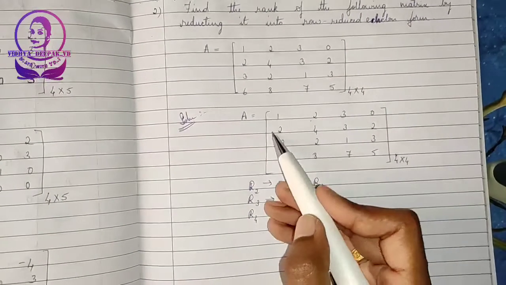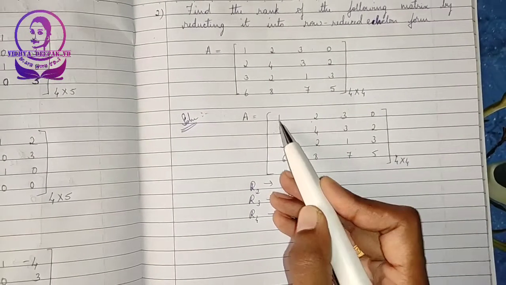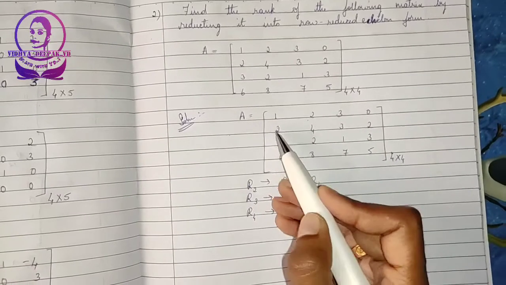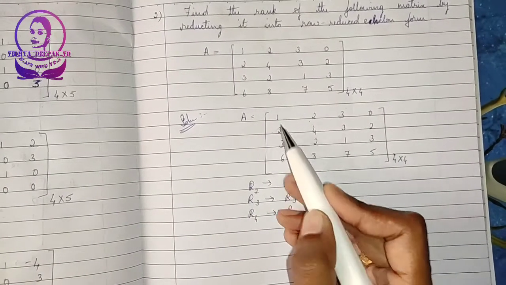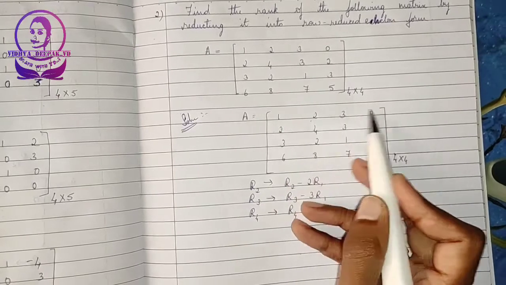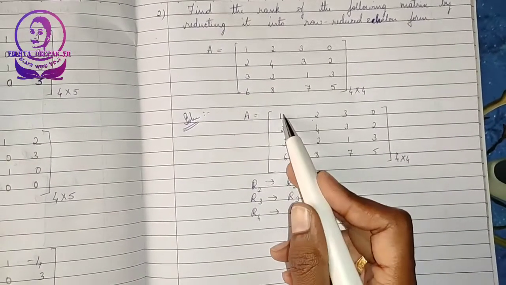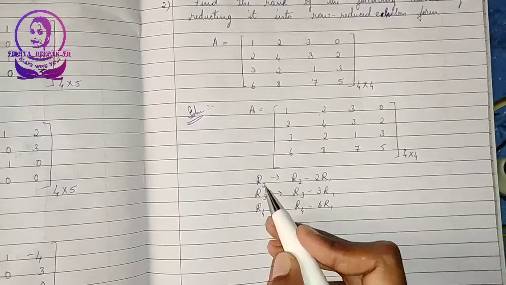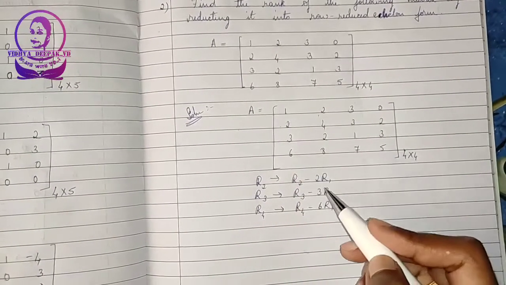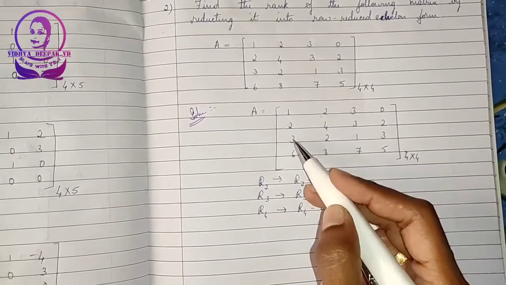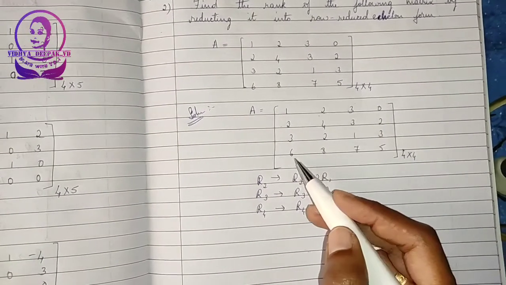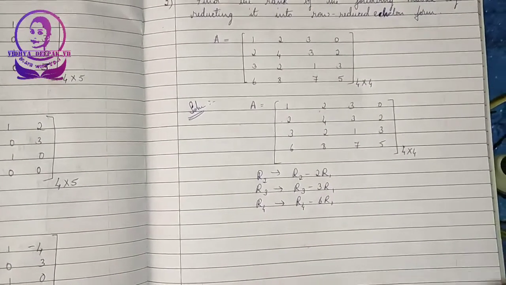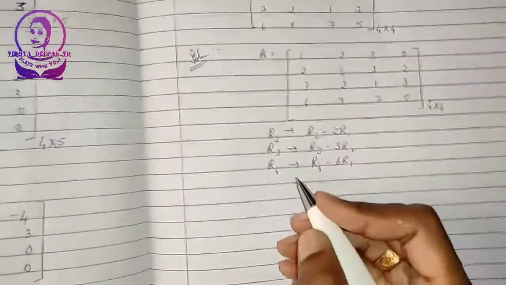So in order to make this a 0, what will you do? You have to multiply this row by 2. That means 2 minus 2 becomes 0. Again 3 minus 3 becomes 0. So multiply this row by 3. Again 6 minus 6 becomes 0. So multiply this with 6. So that is the operation I am doing here. R2 is R2 minus 2R1. R3 is R3 minus 3R1. R4 is R4 minus 6R1. Right? So shall we do that operation?